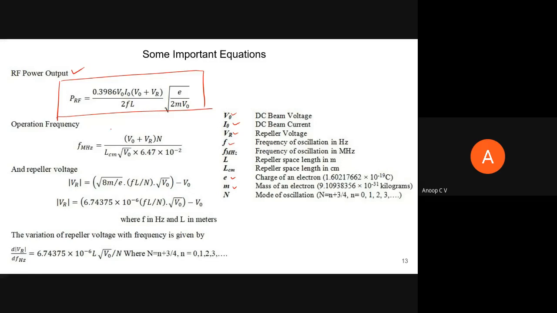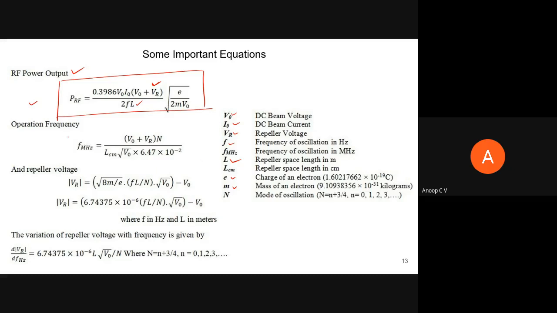So if you apply that, you will get the RF power output. You can see RF power output, right? As VR, the repeller voltage, increases, RF power output will be more. And also L is the repeller space length in meters. If you increase the repeller space length, power output will be less. Those things you can see.